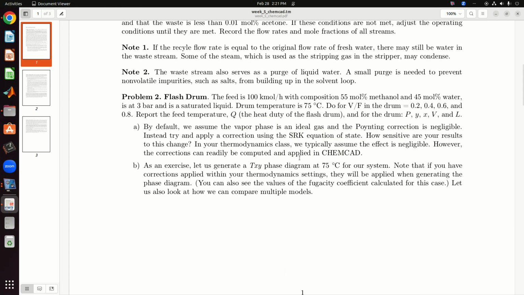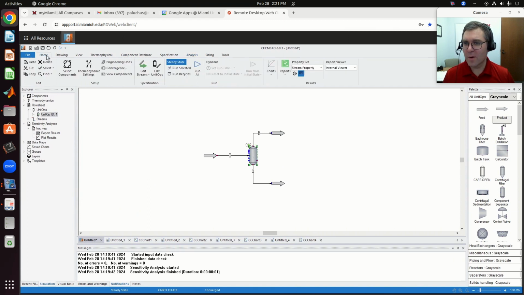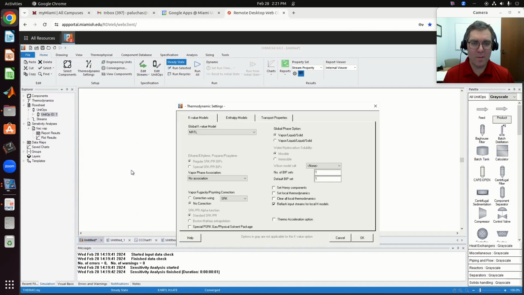Okay. So, a comment on keeping track of association. If I go back to my home tab and I look at my thermodynamic settings, it uses this NRTL model. Here's a selection if I have something like a carboxylic acid and I want to keep track of vapor phase association. But what this is referring to, in this box here, is that we can actually use an equation of state to calculate the fugacity coefficient to use in our phase equilibrium relation.